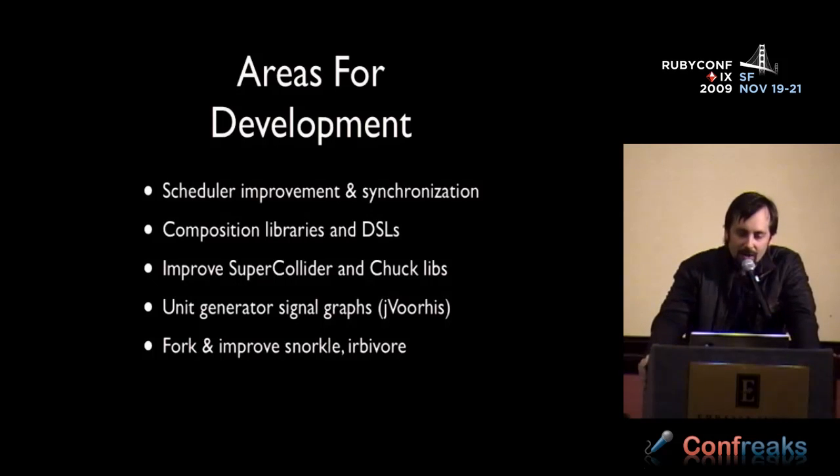So here are some areas for development. Scheduler improvement, synchronization. What is the best and most accurate scheduler that we can build in Ruby? Part of that is dependent on language level developments. Composition libraries and DSLs that we can share. Improved SuperCollider and Chuck libraries. Those are rudimentary right now, and there's no documentation. You have to dig around, and it's exciting, but it's not super usable. So improving those would be great.